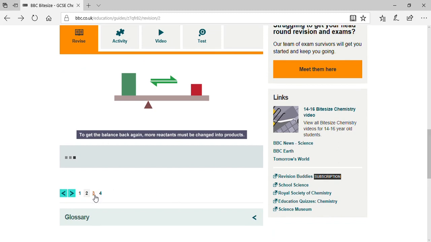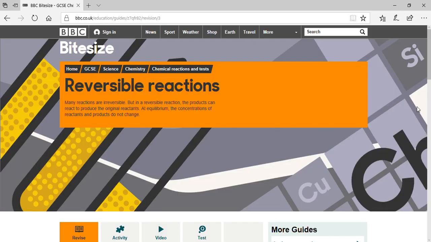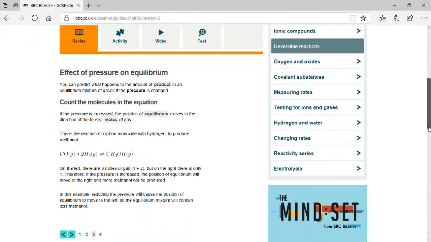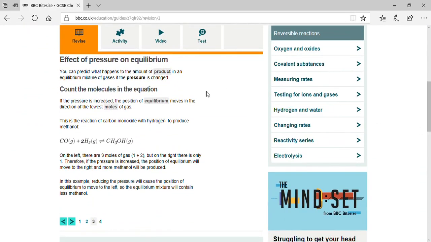So now we can move to the third page, beta. And on the third page, here is a very, very important thing: the effect of pressure on equilibrium. They are saying what will be the effect of pressure on equilibrium. As usual, I explained to you about equilibrium, or the equilibrium stage. So you can predict what happens to the amount of product in an equilibrium mixture of gases if pressure is changed. If there is a reaction, 100% reactant will be there, and regarding reactant you will get your product.